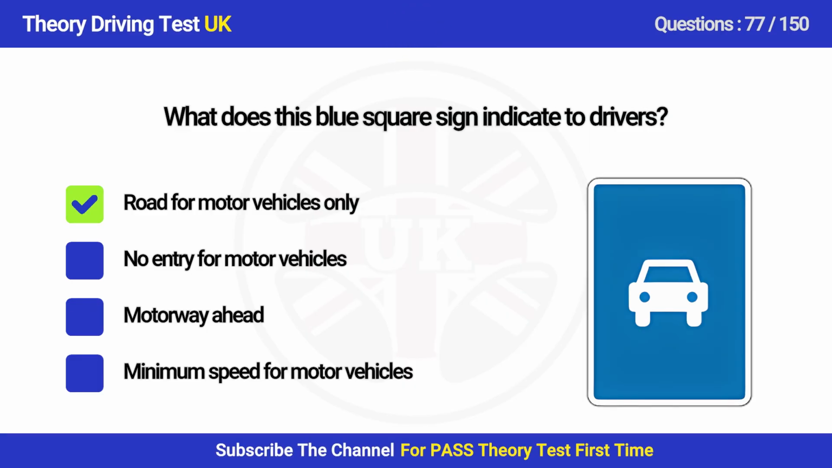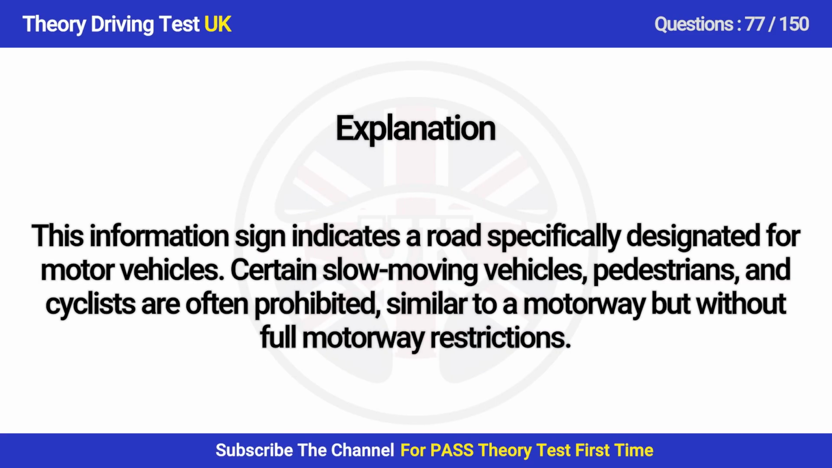Answer is A. Road for motor vehicles only. This information sign indicates a road specifically for motor vehicles. Certain slow-moving vehicles, pedestrians, and cyclists are often prohibited, similar to a motorway, but without full motorway restrictions.